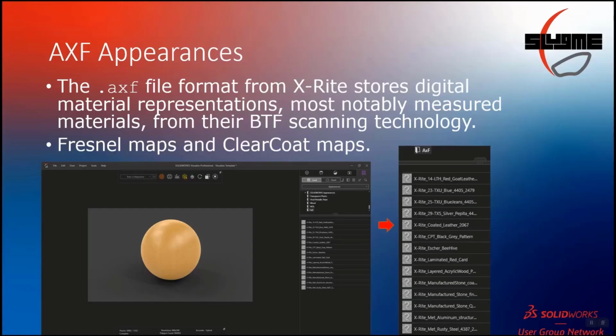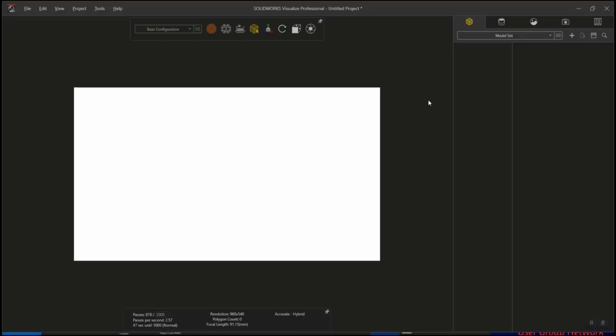The AXF file format from X-Rite stores digital material representations, most notably measured materials from the BTF scanning technology. All the scannings are done on a physical component found in the real world. These appearances are very well known for Fresnel maps and ClearCoat maps. The appearances can be made available from X-Rite stores. You can purchase them, or if there are some free appearances available, you can download them from their website and then store them to Visualize.